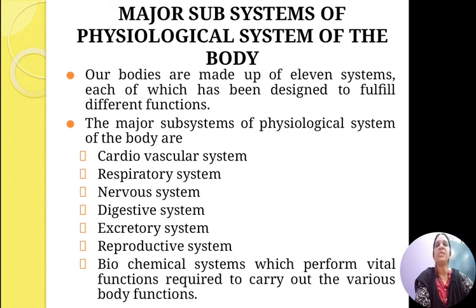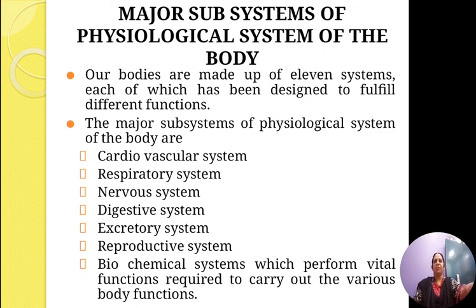The major subsystems of the physiological system of the body are the cardiovascular system, the respiratory system, the nervous system, the digestive system, the excretory system, the reproductive system, and the biochemical system, which perform vital functions required to carry out the various body functions. So these are the major subsystems of the physiological system.